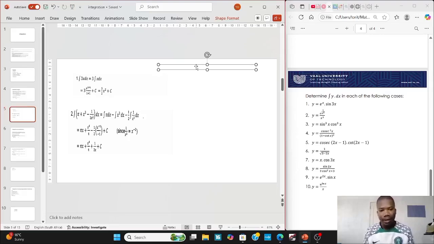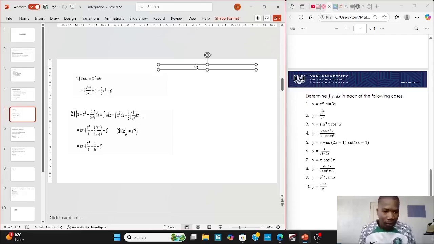So we say that the integral is equal to the integral of pi dx minus the integral of x cubed dx minus 1 over 2 the integral of 1 over x squared dx, right? So the integral of a constant, we know that we add our variable, which is x.